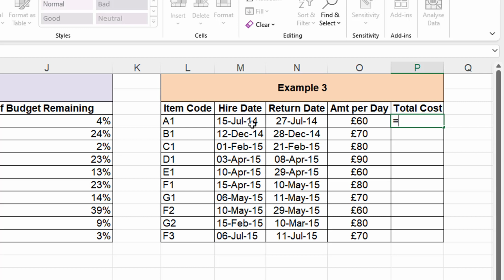So I subtract this one from this one, so I need to put this date in first, and I need my brackets because of the BODMAS rules. So equals N4, take away the earlier date, times the amount per day.